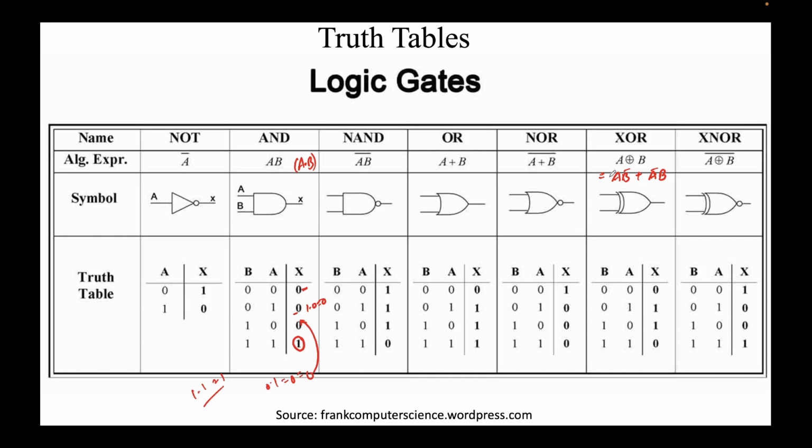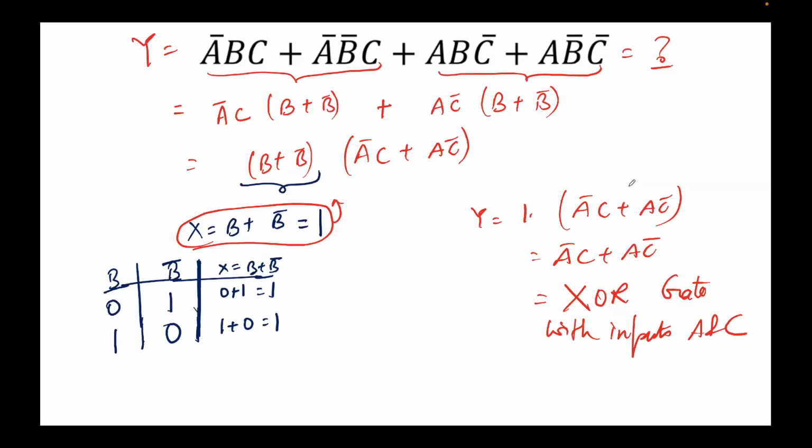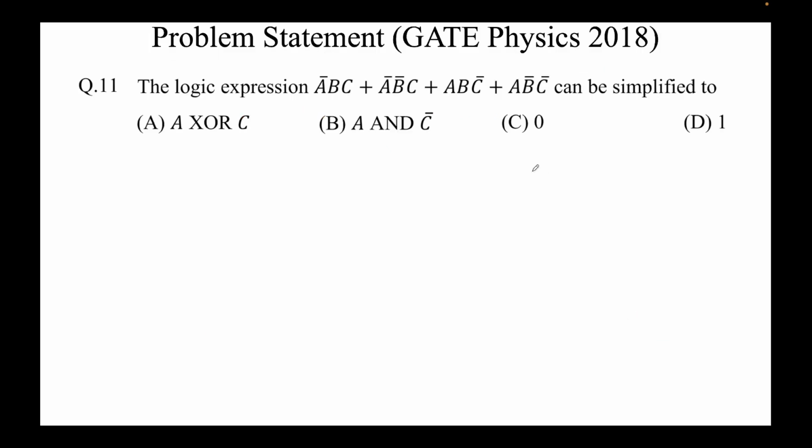So I told you the XOR is nothing but A B bar plus A bar B. Here one of the inputs is C instead of B. So A bar C plus AC bar. So what we get is an XOR gate. Right, so this was the question, and we simplified it, and we obtained that this logical expression can be simply written as A XOR C. Option A is the correct answer. Thank you for listening.